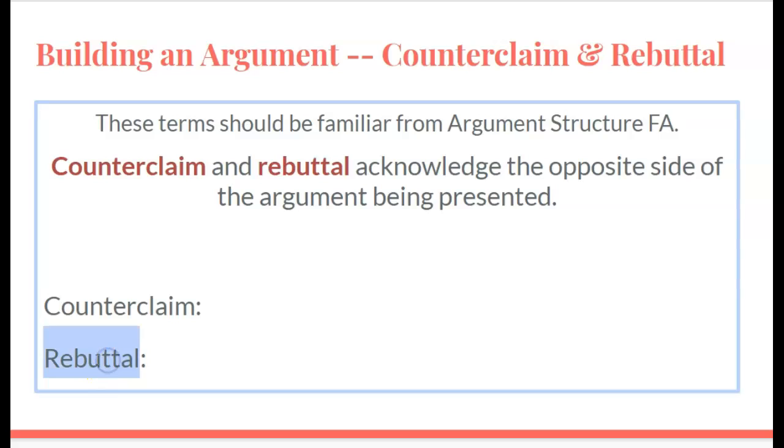So since it has the word but in there, you can think of that as your, yeah, but here's why you're wrong. Okay, so that rebuttal is like your response to that counterclaim.